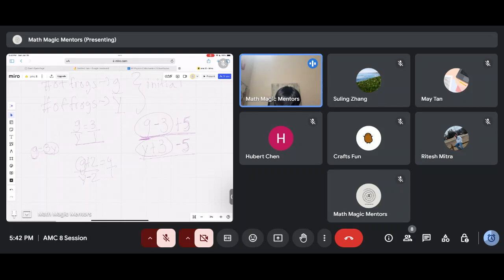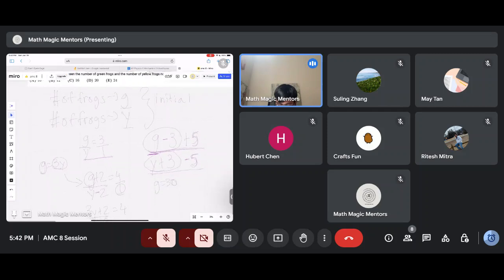So plugging that into this equation, we get 3y plus 2 over y minus 2 equals 4. Okay, I'm just omitting the 1 because 4 over 1 is just 4. So 3y plus 2 equals 4y minus 8. And so by rearranging this equation, y equals 10. And so if y equals 10, what's g? Well, g is 3y, so g is 30, right?